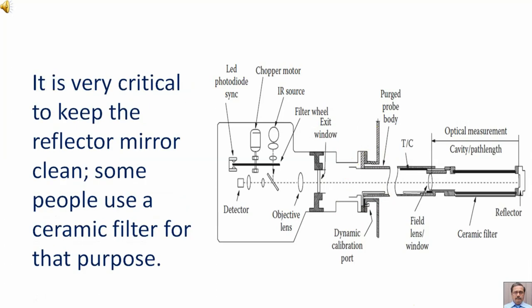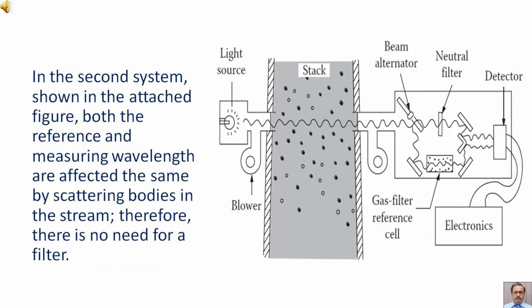It is very critical to keep the reflector mirror clean. Some people use a ceramic filter for that purpose. In the second system shown in the attached figure, both the reference and measuring wavelength are affected the same by scattering bodies in the stream. Therefore, there is no need for a filter.